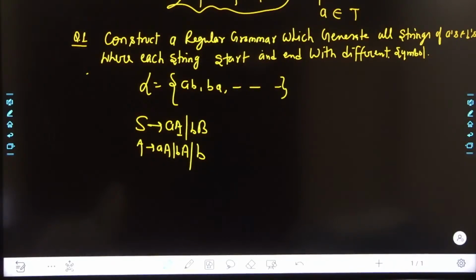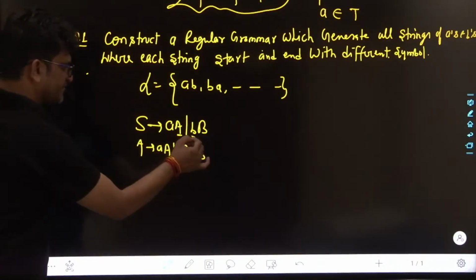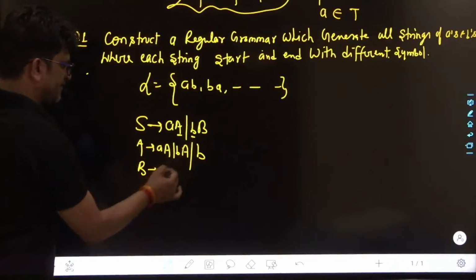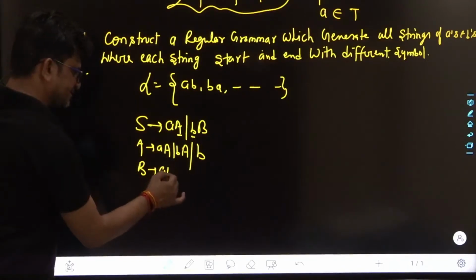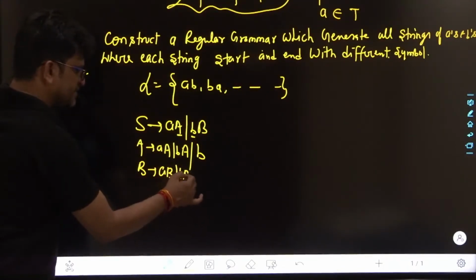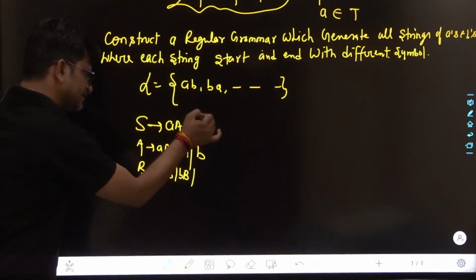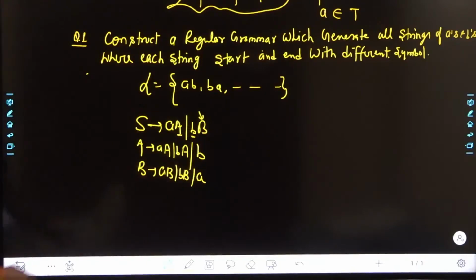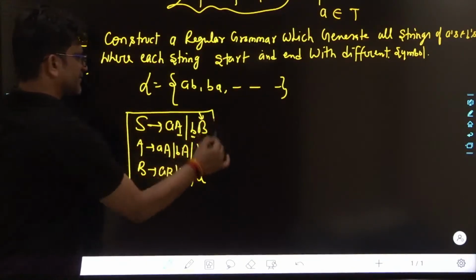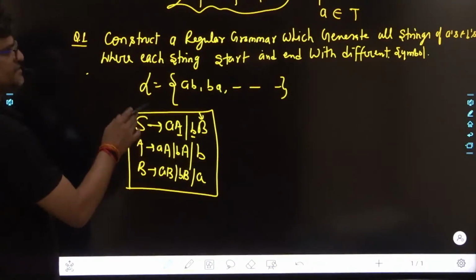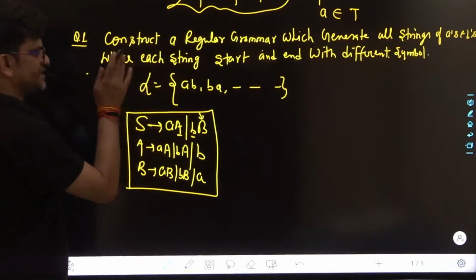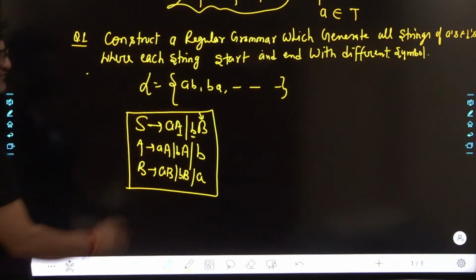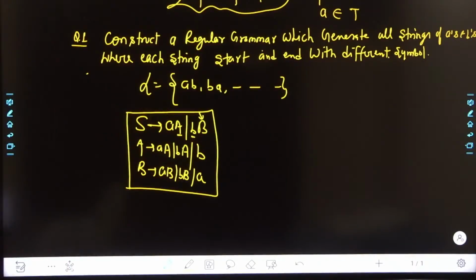Clear? Now, what about when the string starts with B? After B, we can have any number of A's, any number of B's, and whenever B is terminated, it always terminates by A. So this is the language which generates each string that starts and ends with a different symbol. Clear?